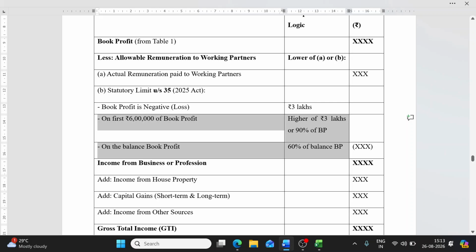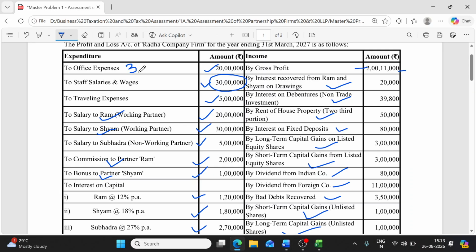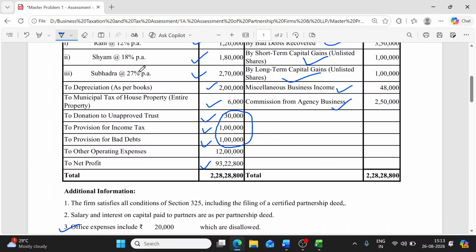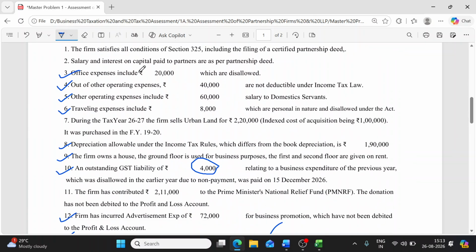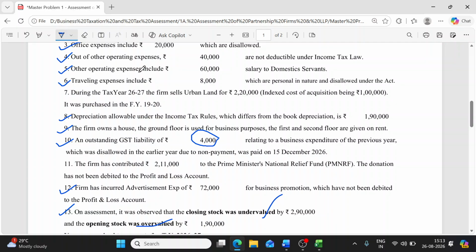Now there is an adjustment. There is one interesting adjustment in the problem. I think the adjustment number is 7. Okay, 7. Look, adjustment number 7 is interesting.